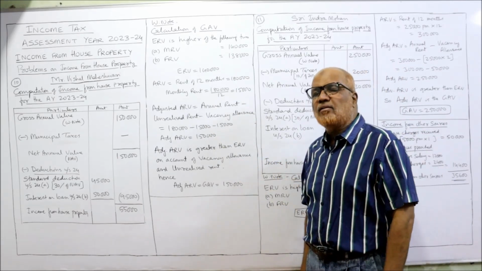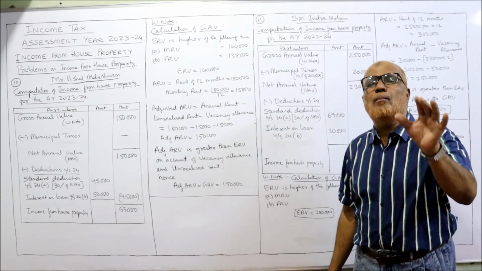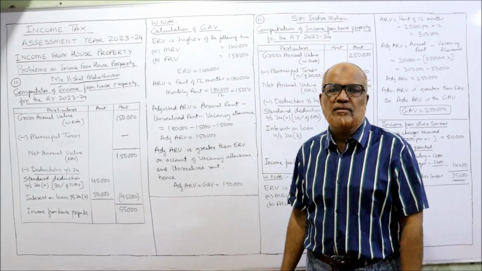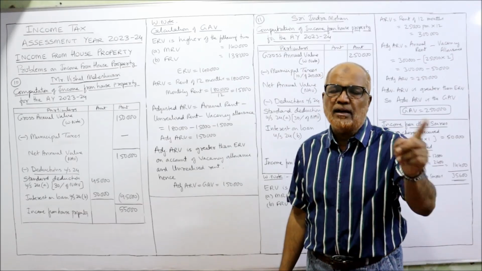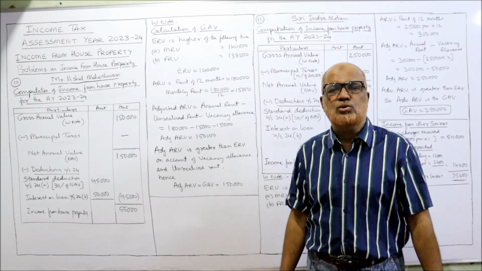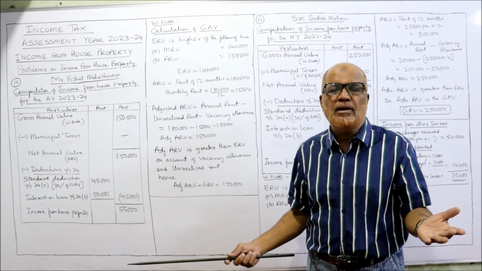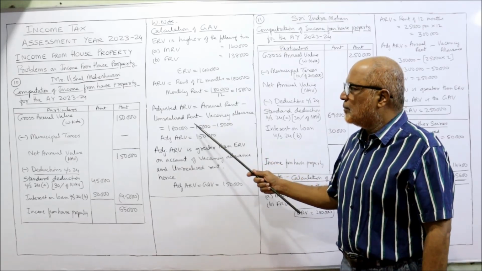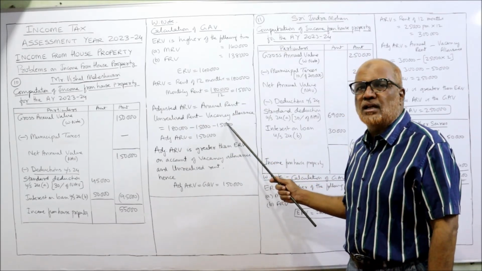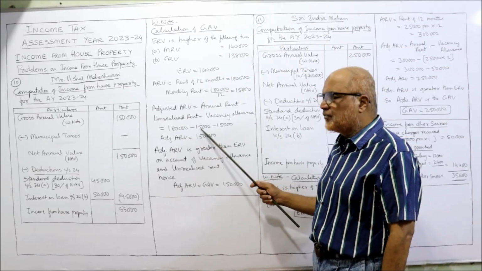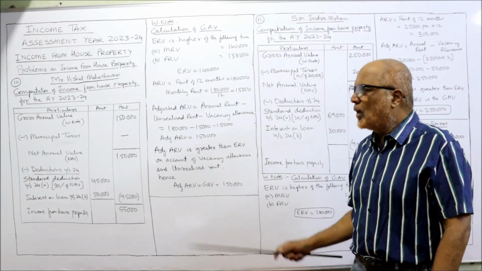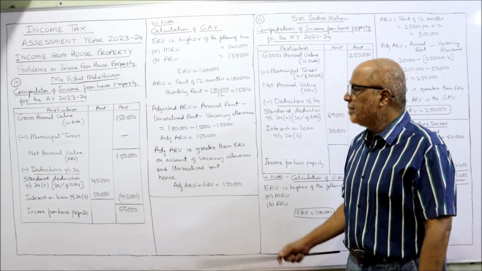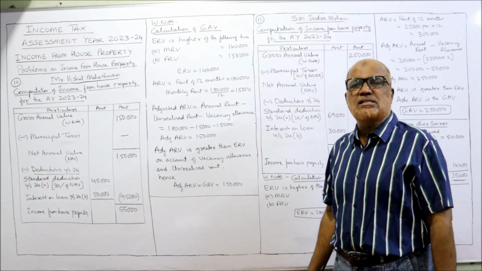Now adjusted ARV is equal to annual rent minus unrealized rent minus vacancy allowance. Because in February the tenant has not paid and vacated the house, and in March there is complete vacancy, no tenant was there. So 1,80,000 minus 15,000 for unrealized rent minus 15,000 for vacancy. The total 1,50,000 is the adjusted ARV.